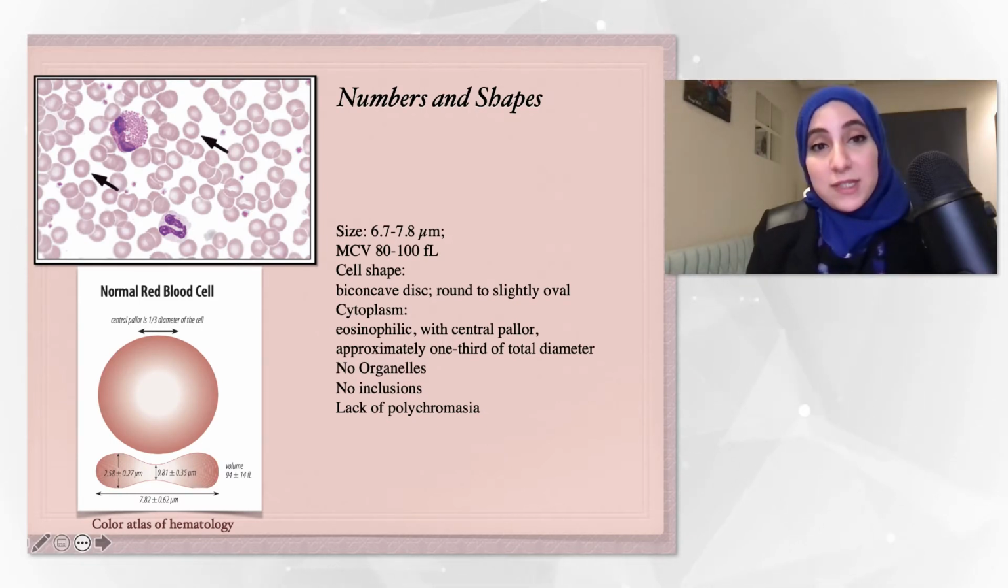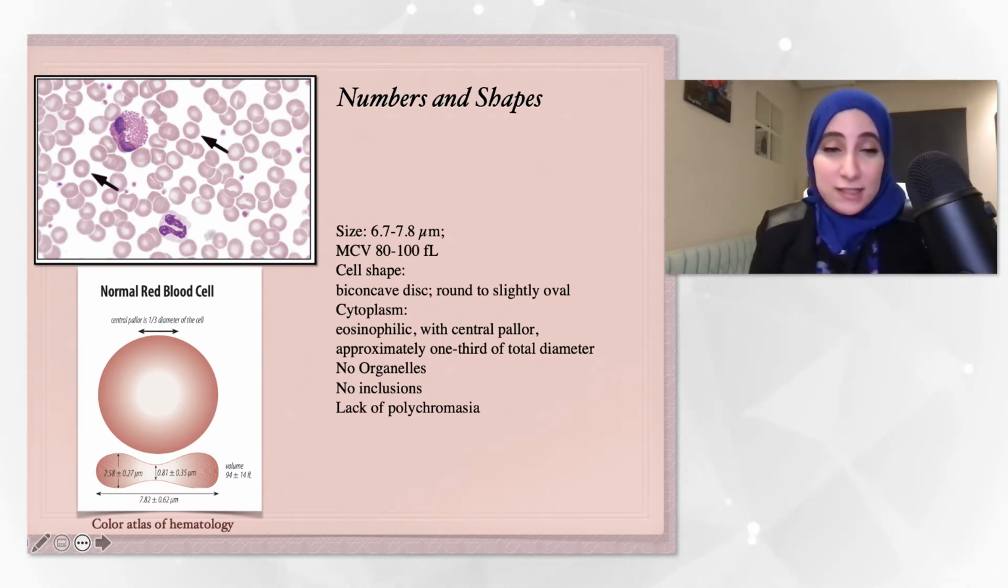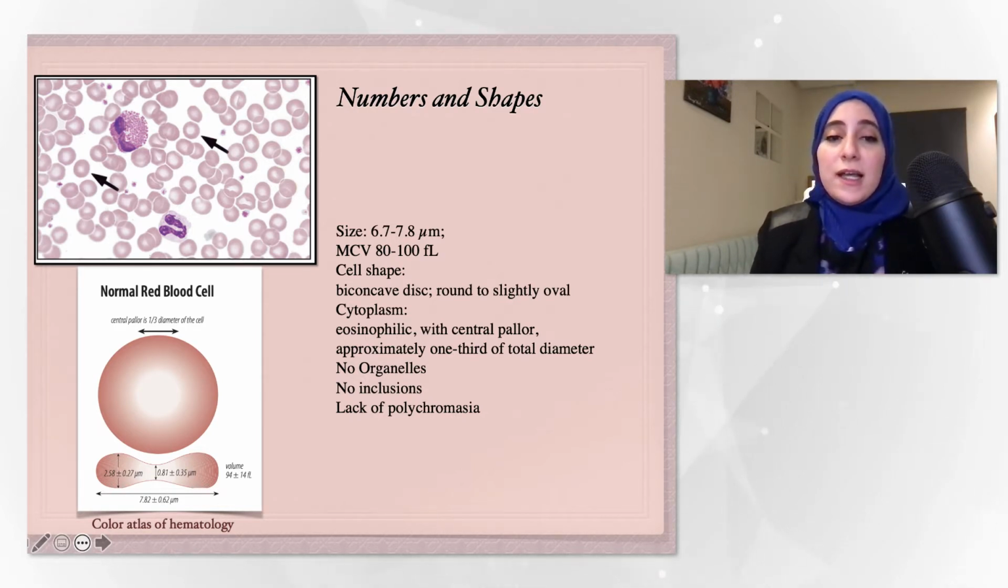So this is the RBC, or an erythrocyte, and it's easily recognized by its round contour and pink-red color with a central pallor, giving it this characteristic donut-shaped appearance in the blood smear. The normal mature red cell measures 6.7 to 7.8 micrometers, and it has no organelles, no inclusion bodies, and it's eosinophilic in color, as we mentioned. And it's more abundant than WBCs or platelets.